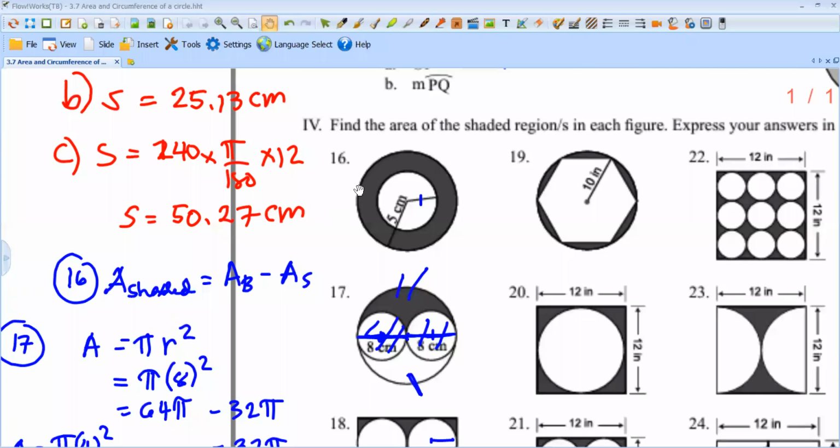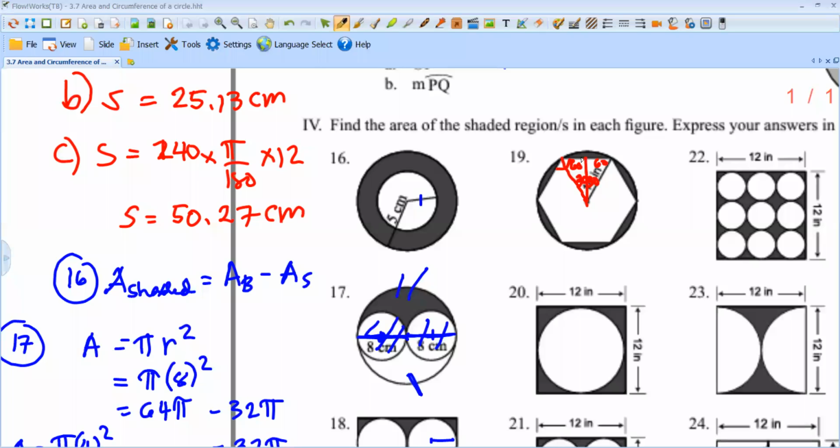So, number 19. On number 19, we have this: 1, 2, 3, 4, 5, 6. It is a hexagon, right? So a hexagon we have here. Remember, this is 120, right? So that is 60, 60. So that is 30, this is 30.